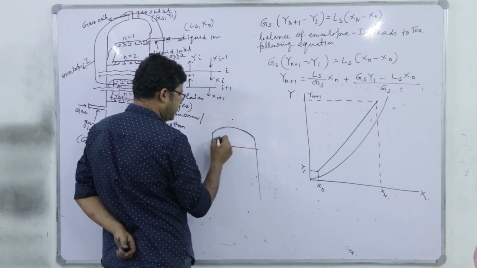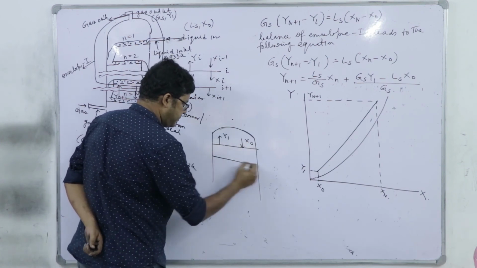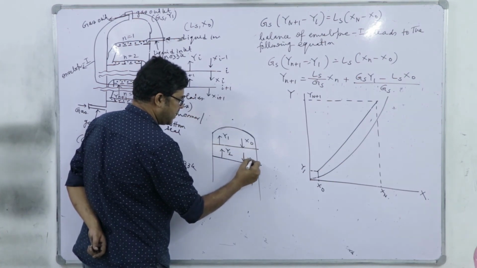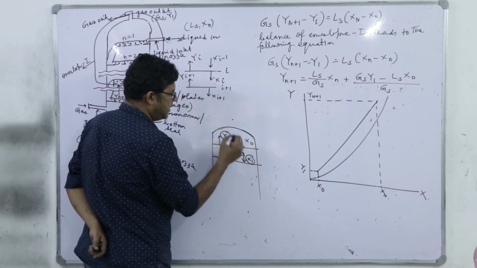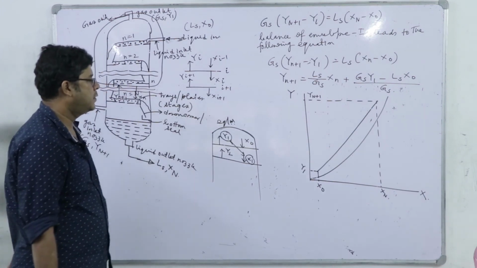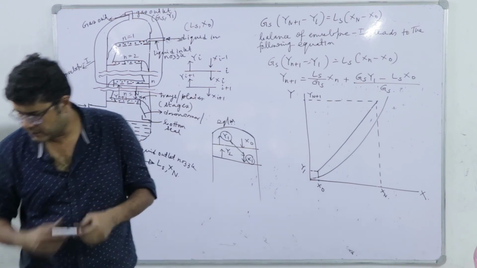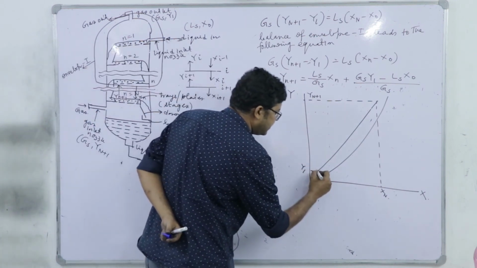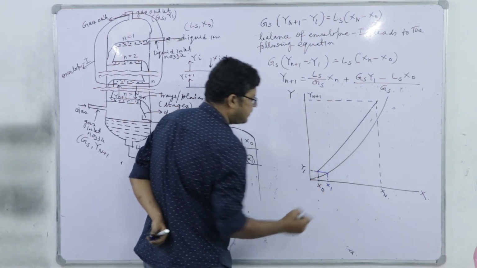This is a tray, here we have Y1, here we have X0, here we have Y2, here we have X1. Now, Y1 and X1 are in equilibrium, right. So, from Y1 if I extend this line like this, I will get X1.